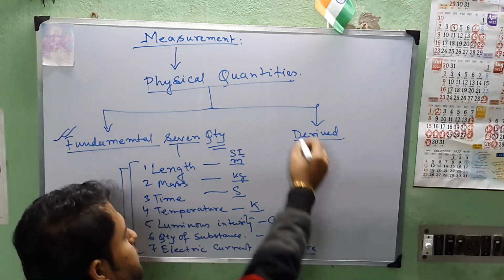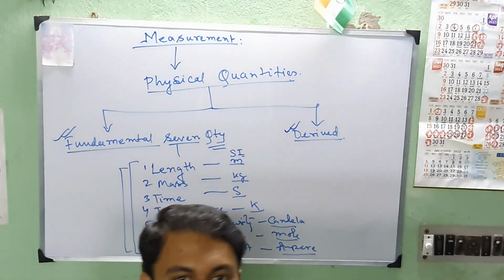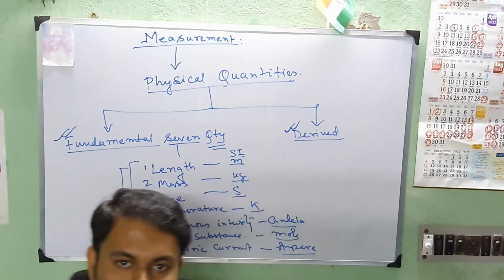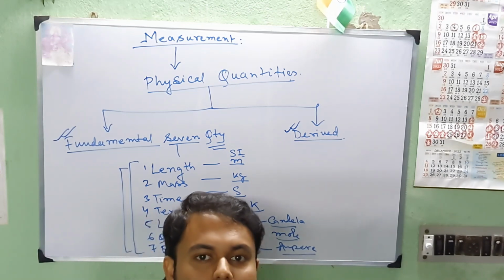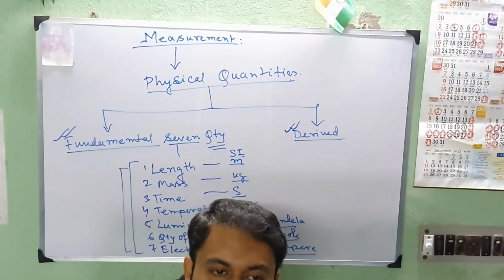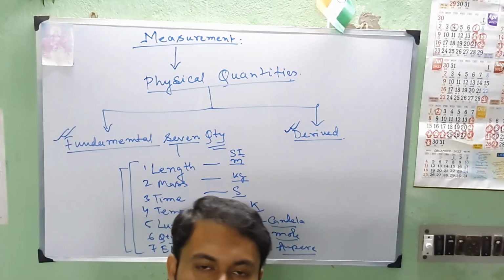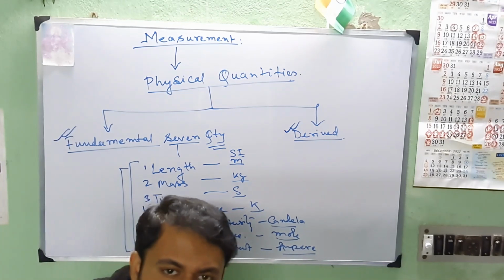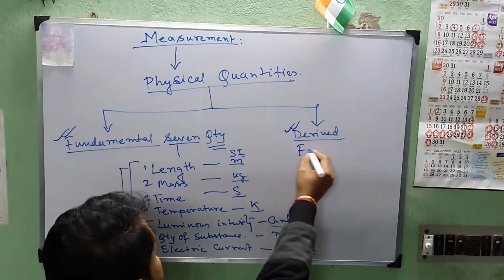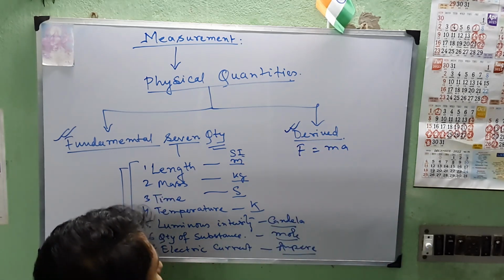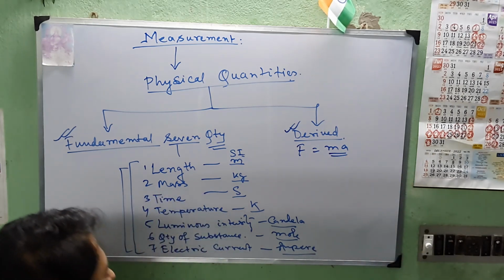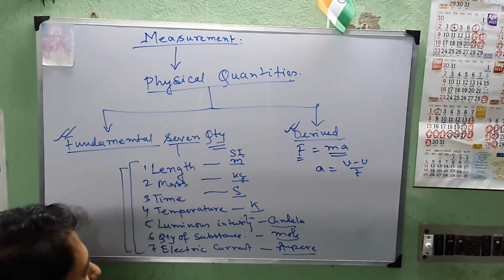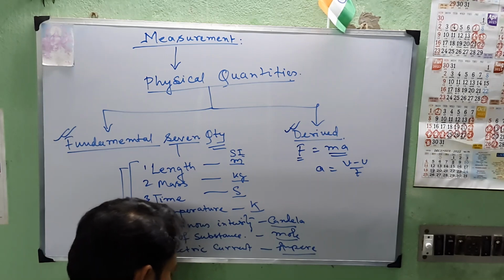Now I am going to the topic of derived. What do you mean by derived? Derived is nothing but these fundamental quantities linked to form physical relations. What are the physical relations? Mainly force, velocity, speed, and many more, but I am discussing a few of them. Suppose force. Force is nothing but mass into acceleration. Next, acceleration equals change of velocity by time. This is quite known to all of us.